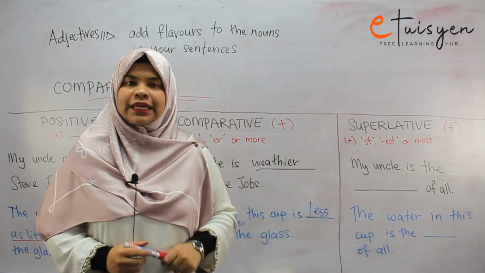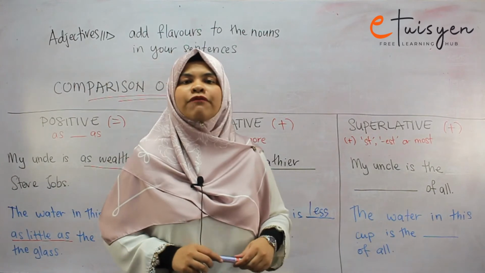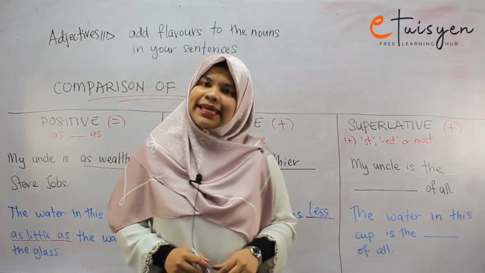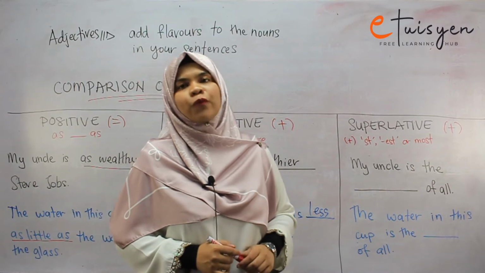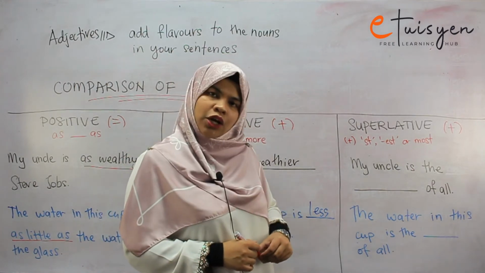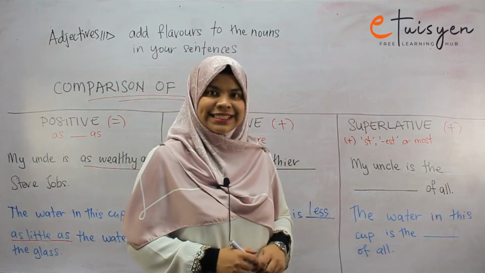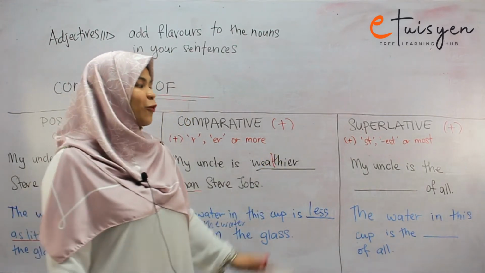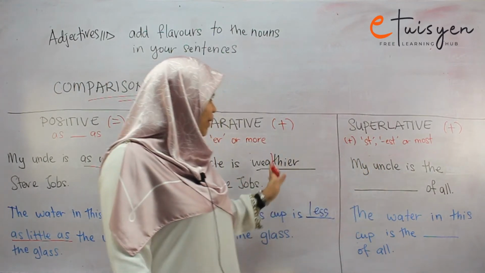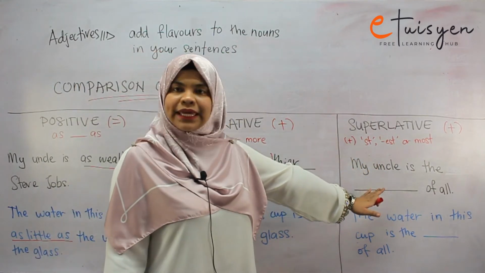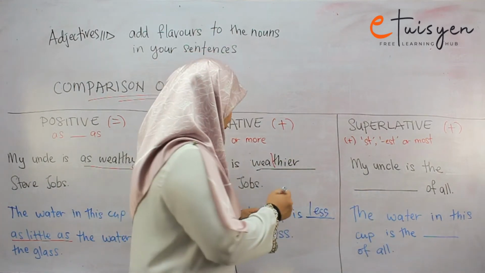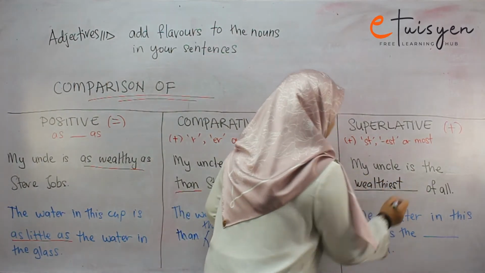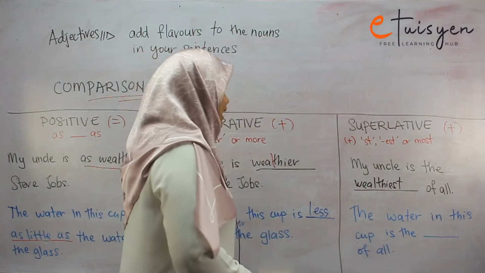Now, in my example here, my uncle is the blank of all. The positive form of the adjective was wealthy. Now, how do I write it here? For wealthy, what is the superlative form of wealthy? EST, almost wealthy. Wealthiest, because here it's wealth. You know what? I forgot to add L. Wealthier. The comparative is wealthier. So if you are trying to make it in the form of superlative, it's wealthiest. Wealthiest of all. Okay. So you are adding EST.